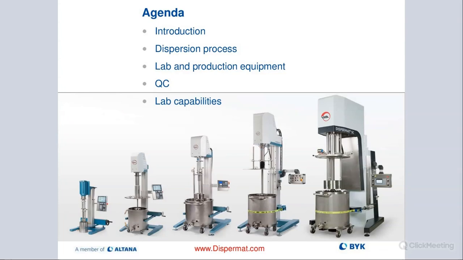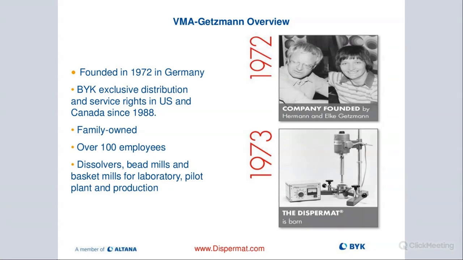To do some trials and show customers the capabilities of our equipment before you decide to make a purchase. So you can see here the VMA Getzmann product line. We offer everything from a laboratory scale dissolver all the way up, pilot to production. We started offering production equipment in North America about 5 years ago. Before that time, it was all lab equipment.